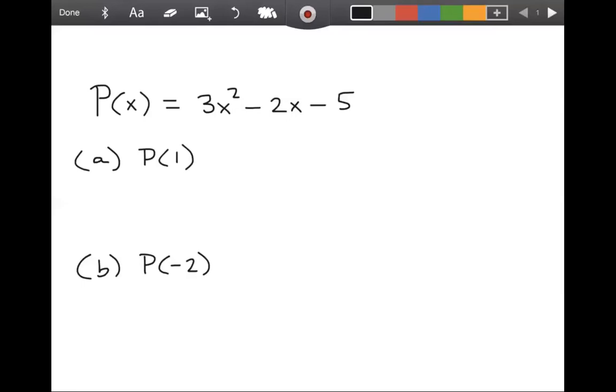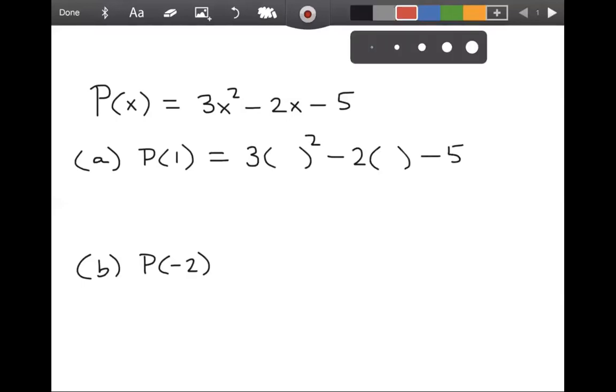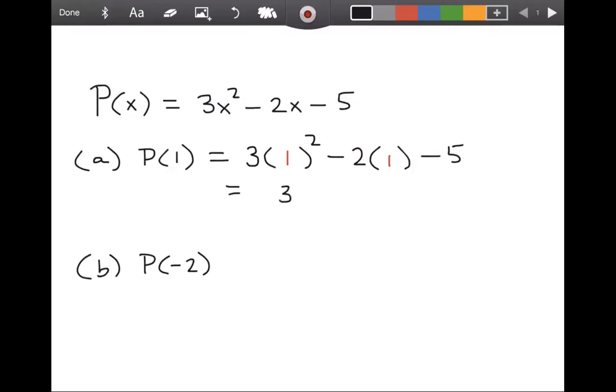So what I'm going to recommend is that you write the function replacing the variable with just a set of blank parentheses. So 3 blank squared minus 2 blank minus 5. And then fill in the blank with whatever the number is, in this case 1. And then just use your order of operations to simplify that expression. So 1 squared is 1, 3 times 1 is 3, 2 times 1 is 2. So we have 3 minus 2 is 1, 1 minus 5 is -4.